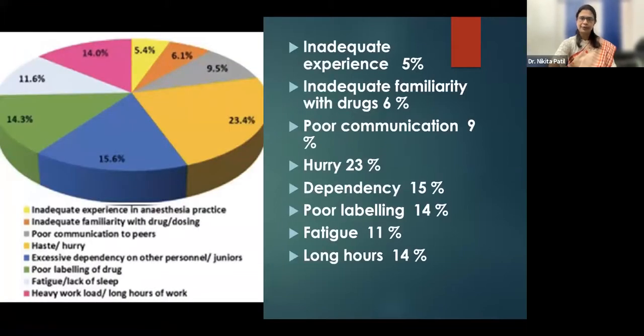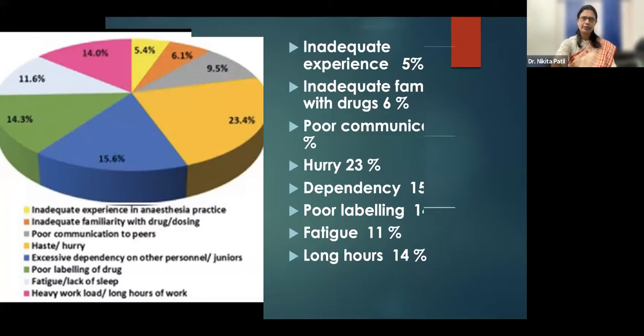Here also it is seen inadequate experience accounts for 5% of the errors. Inadequate familiarity with the drugs is 6%. Poor communication: what you are telling, give this drug, what the sister or the assistant understands is different. Hurry: you should not be in a hurry, because hurry is one of the major causes of drug error. Dependency on the personnel in the OT, poor labeling of drugs, fatigue, long hours of working. Then you go for a case, and there are high chances you commit an error. So this is the overall incidence.